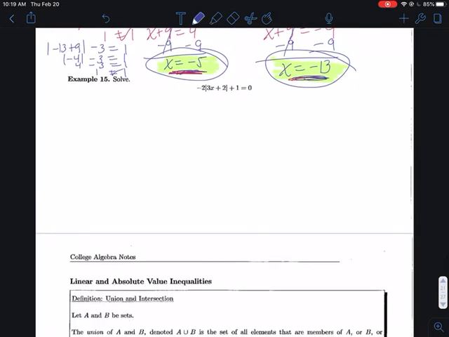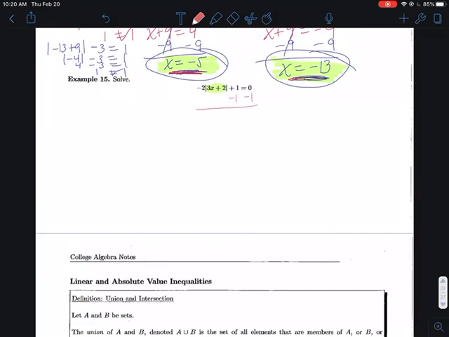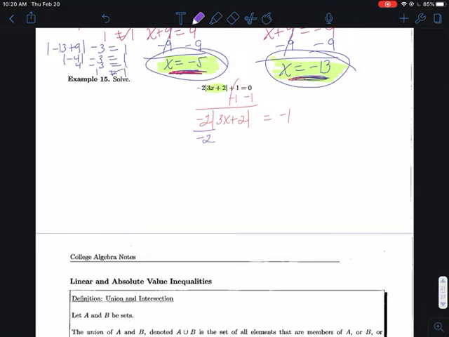All right, the last example, we're going to solve this. Again, you want to isolate this absolute value. So I'm going to subtract 1 from both sides. So this is negative 2 times the absolute value of 3x plus 2, which equals negative 1. Divide both sides by negative 2, because you want to isolate this. You don't want to separate this into two equations until you get that green stuff by itself. So this is the absolute value of 3x plus 2 equals negative, and negative makes a positive 1/2.